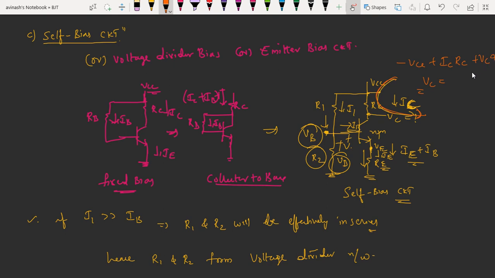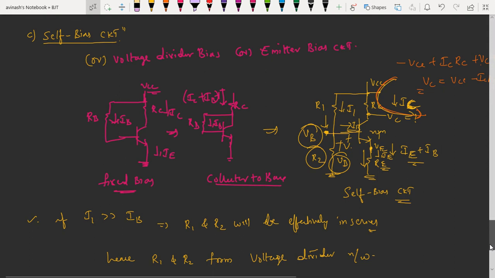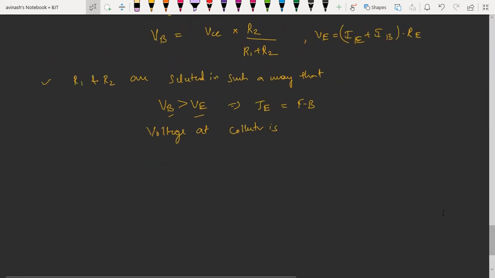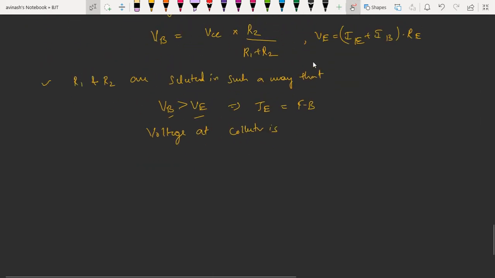Plus VC is equal to 0. Then what we get here? VC is equal to VCC minus IC into RC. Then the voltage across the collector is VC is equal to what? VCC minus IC into RC.